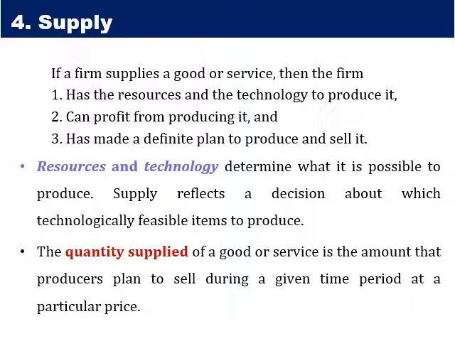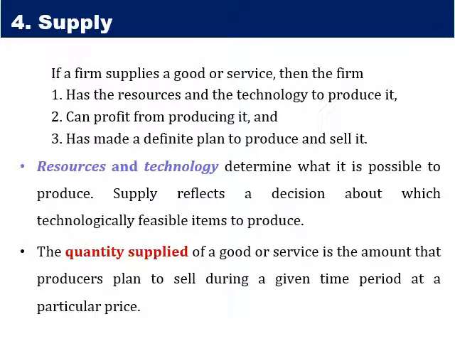So this means that the resources and the technology is a key factor that determine what is possible to produce. Then, if the firm produces the commodity, this means that the firm must have the required technology and resources, which implies that supply reflects a decision about what is technologically feasible items to produce.